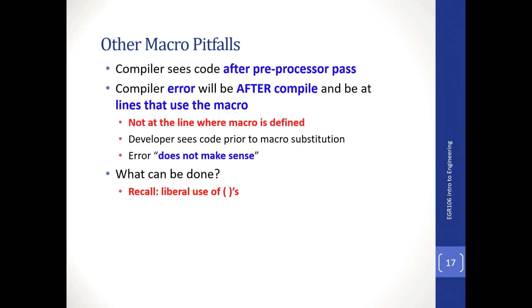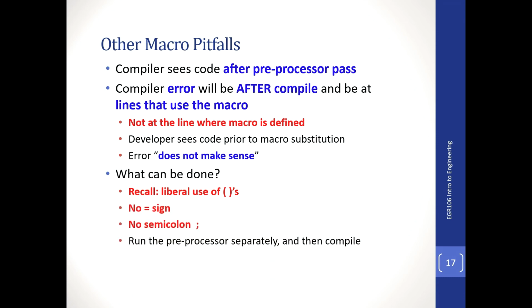What can be done to try and limit this? Remember, make liberal use of parentheses, but make sure you use them around each individual variable. No equal sign, no semicolon. Those are the big ones. Make sure you build first, then compile. Don't build and run at the same time. That will also help.